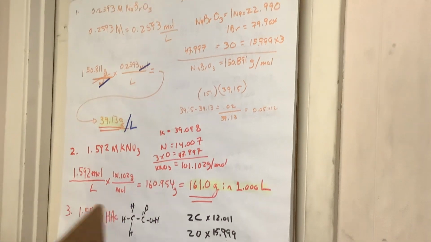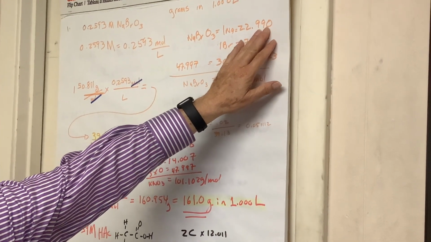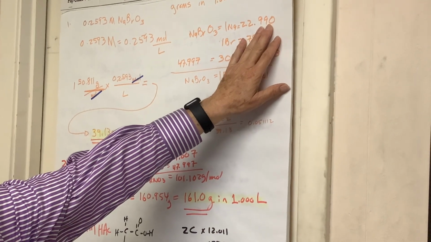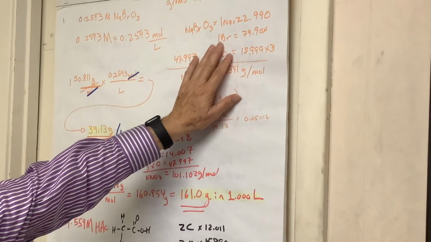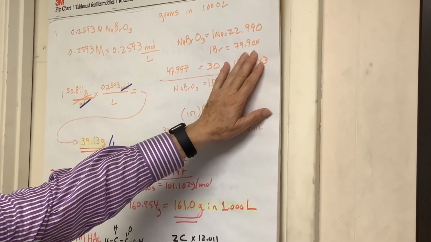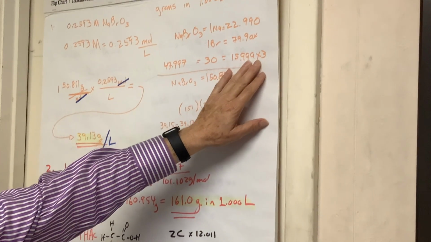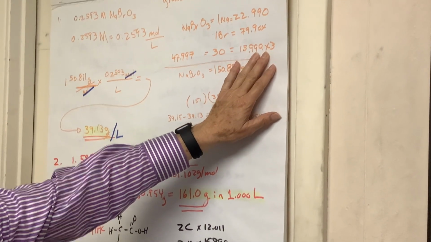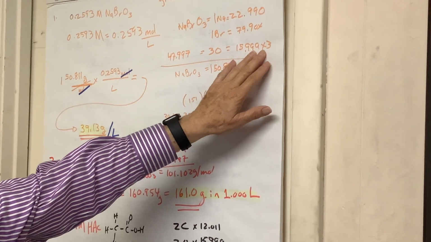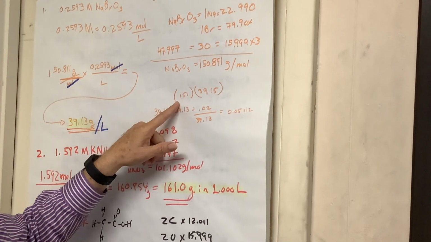Sodium's 22.9898. Can we call that 23? Bromine is 79.904. Can we call that 80? And oxygen is 15.9994. That's 16 in my book. And if you add up 48 and 80 and 23, you get 151.